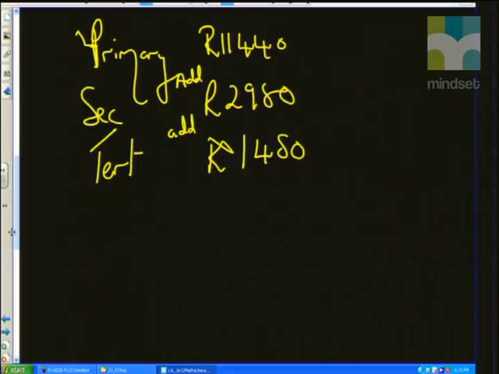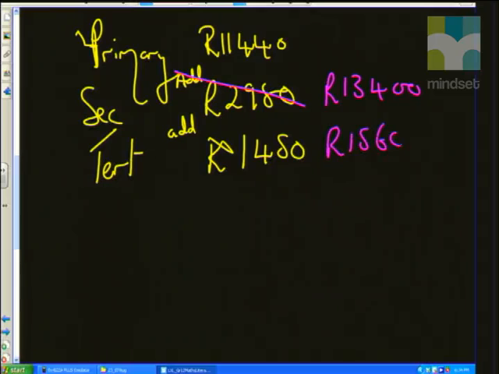Now, what can happen is this. Let me get a different color. Why? Because I want it. Here we go. What can happen is this. They might not say an additional 2,980. They might just go and say it's going to be 13,400 rand, let's say. And then this one, they might say it's 15,600.